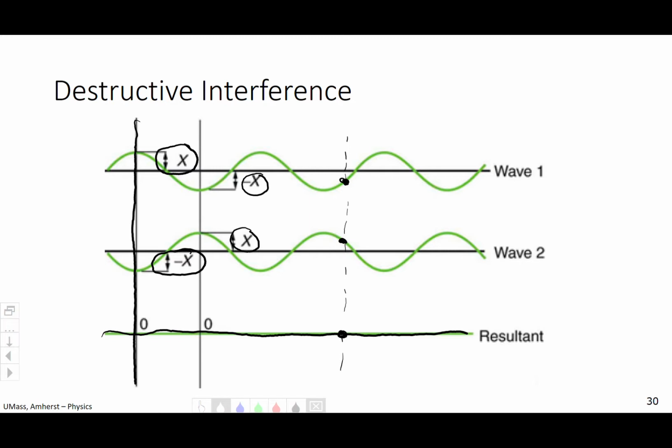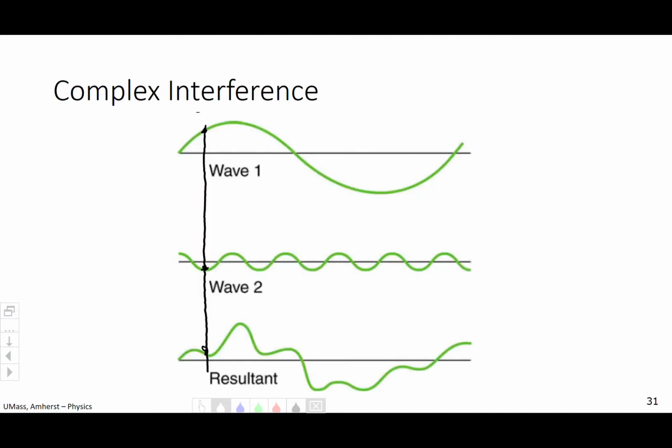However, most waves are not like this. You have something called complex interference. So on top we have wave 1 that has a pretty tall amplitude and a long period, a long wavelength. And then we have a shorter wave, which has a smaller amplitude and a much higher frequency, so a shorter wavelength.